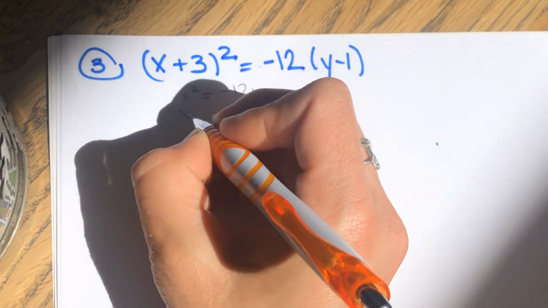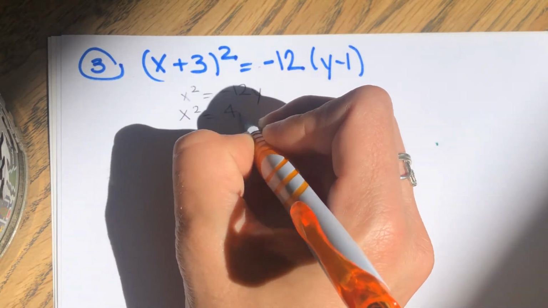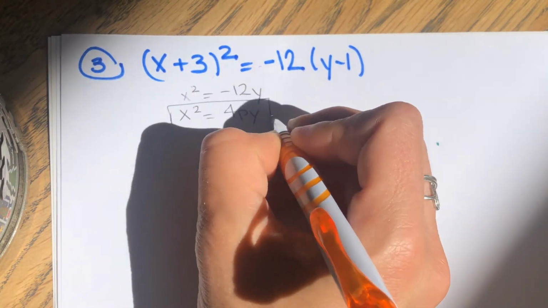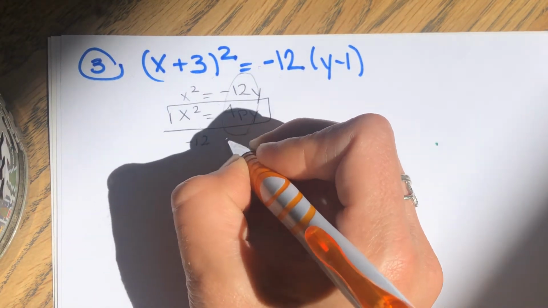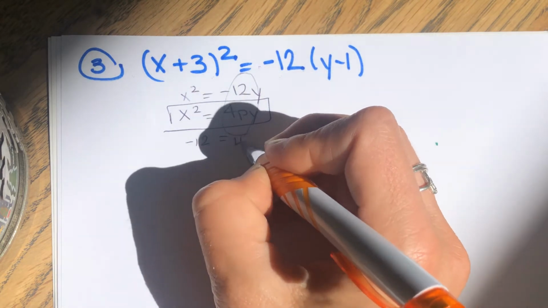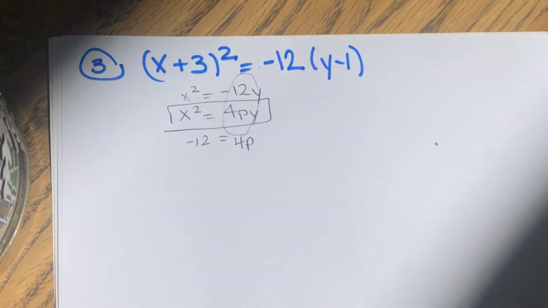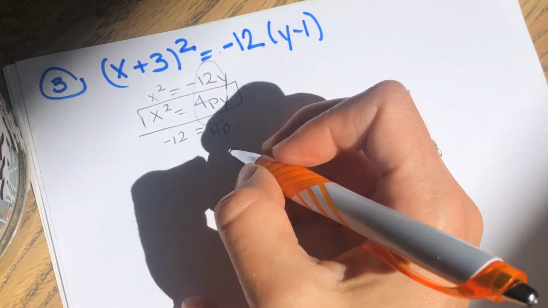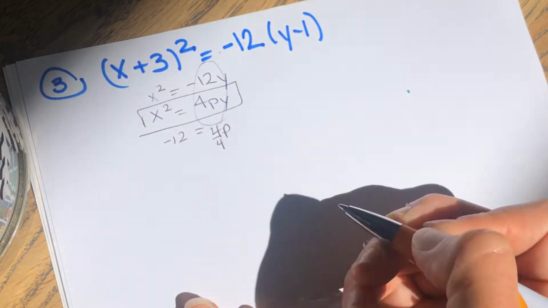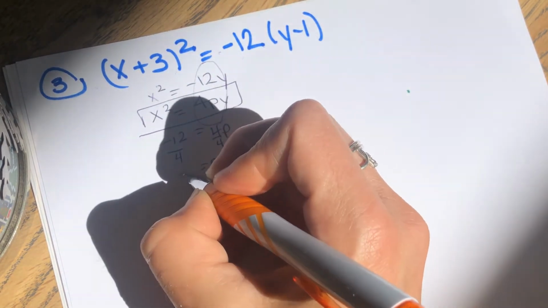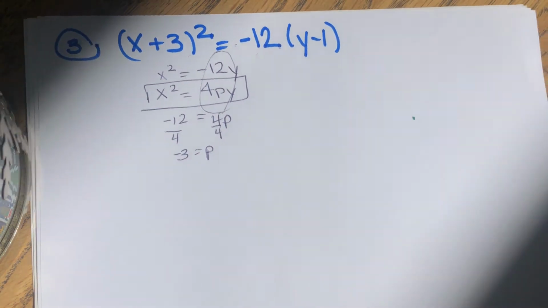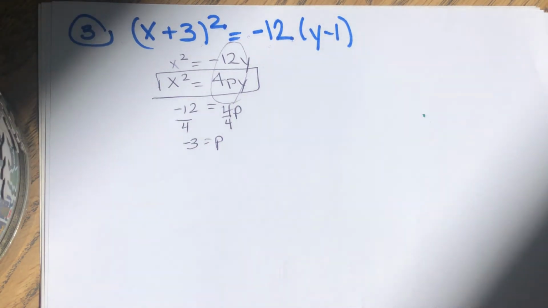And then we want to solve, so let's rewrite it as we've always been doing, the standard equation. Okay, let's solve for P. So we have -12 equals 4P. I can't block that sun. So -12 equals 4P, so divide by 4. So P equals -3. Sorry, I cannot block the sun. You gotta bear with it.